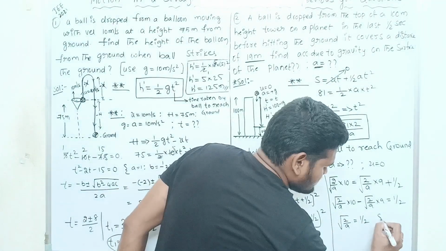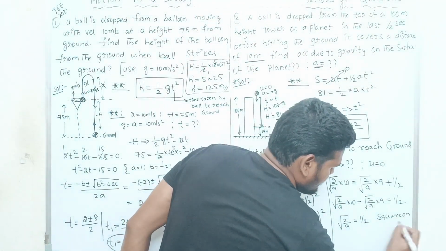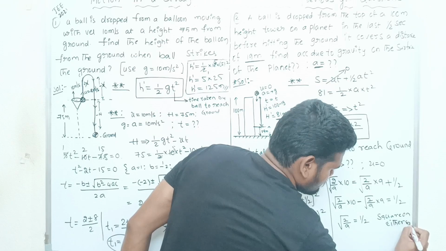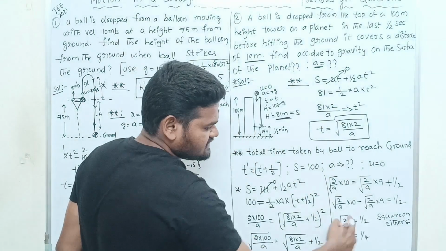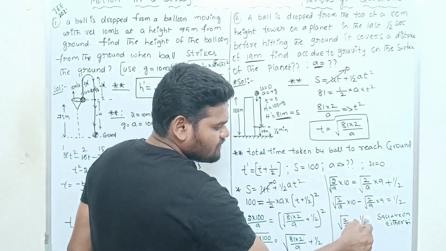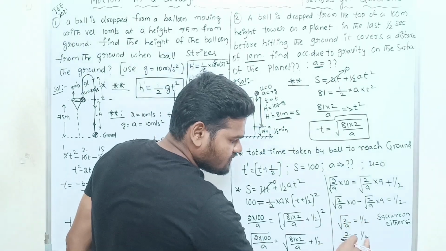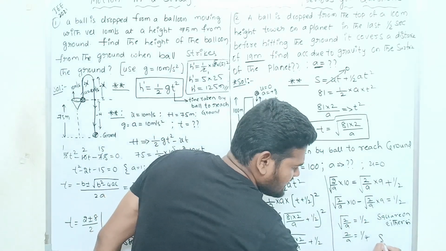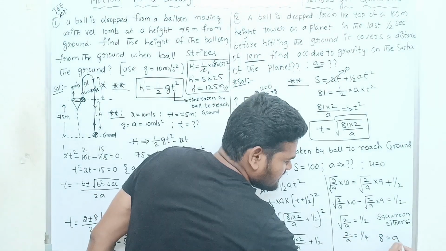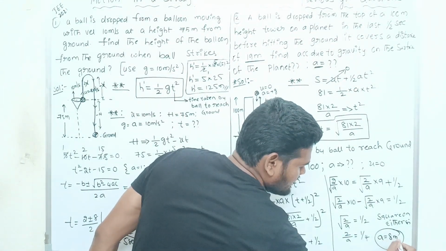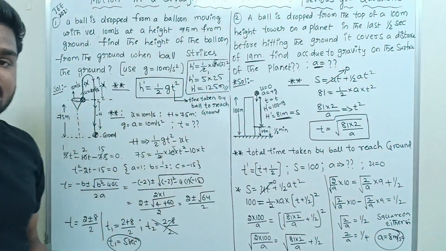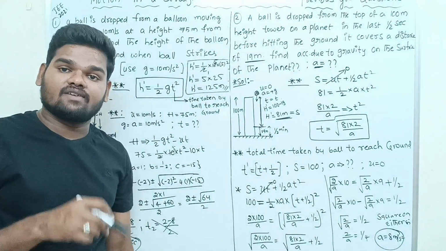Square on either side. You will get 2 by a is equal to 1 by 4. If you square on either side, the square root gets cancelled out, and 1 by 2 square becomes 1 by 4. If 4 comes to this side, 4 twos are 8. If a comes to this side, a into 1 is a. So finally we got acceleration equal to 8 meter per second square.